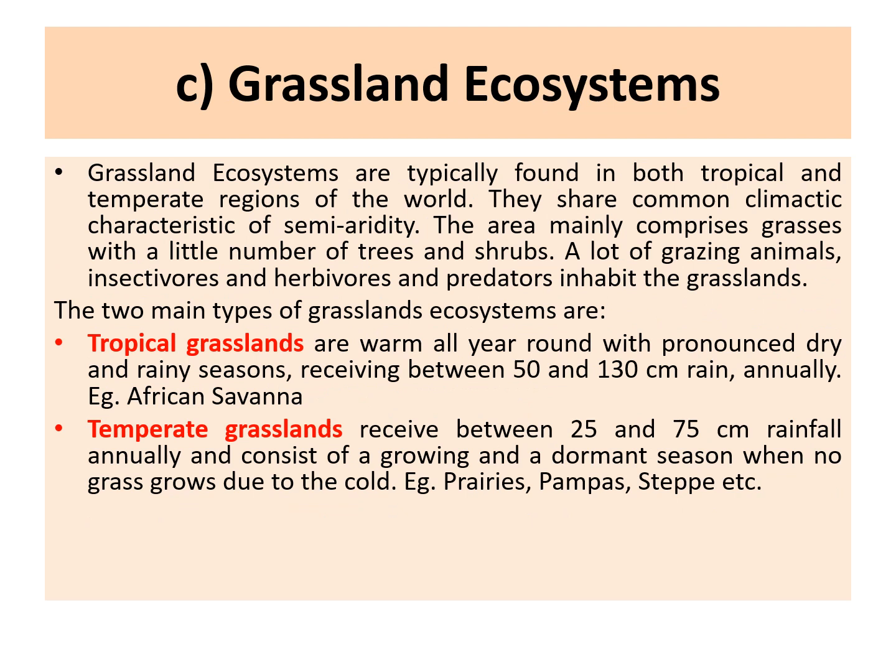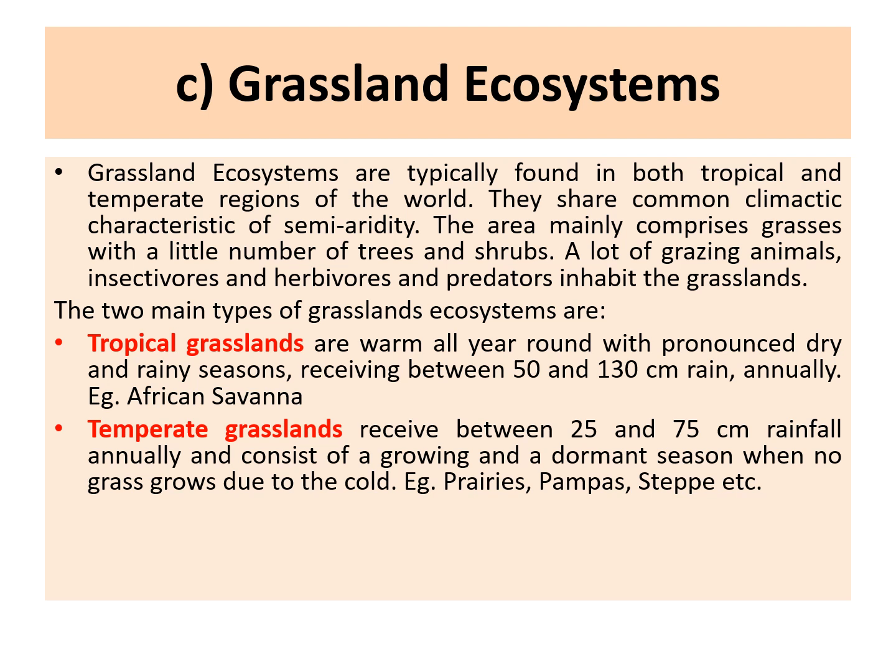The next type of ecosystem is your grassland ecosystem. Grasslands are typically found both in tropical and temperate regions. They share common climatic characteristics, and that is semi-aridity. Semi-aridity means they are semi-dry. The area mainly comprises grasses with a little number of trees and shrubs. A lot of grazing animals, insectivores and herbivores, as well as their predators, inhabit the grasslands.